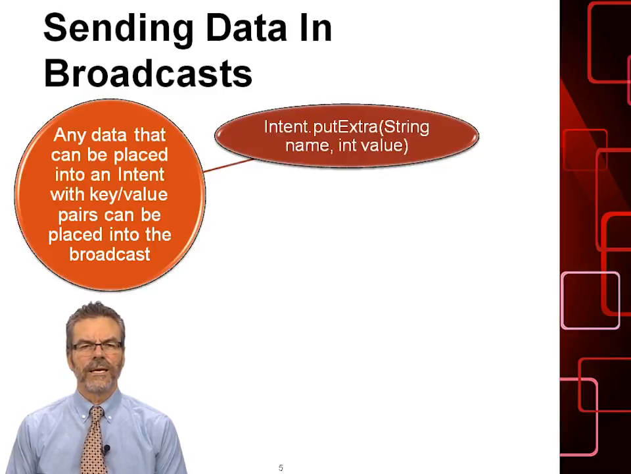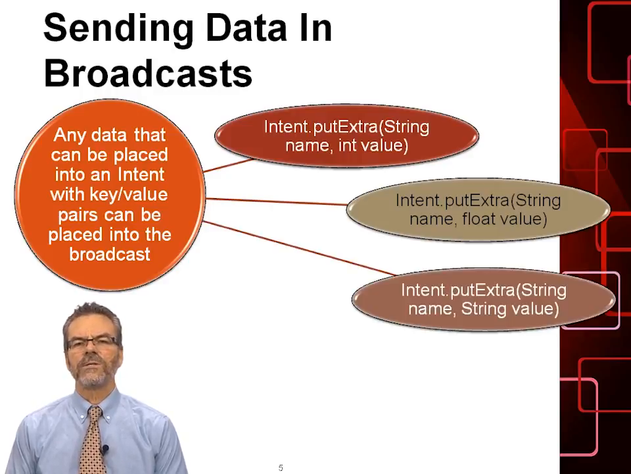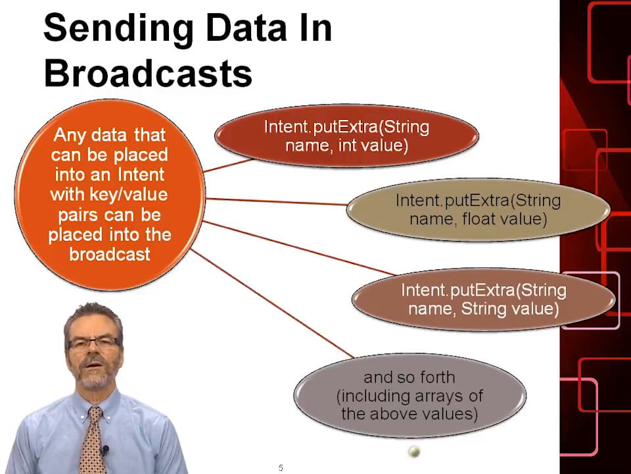Let's look at how we send data in broadcast. It turns out that any data that can be placed in the intent using these key value pairs can also be passed and sent into the broadcast. So what do we mean by that? Well, you create an intent, and in that intent, you can put extra information. So for example, like putExtra, give it a string and a value. So that would be the unique key and value pair that was passed into there. And in a similar manner, when you send this, you can use the intent to putExtra a floating point value, or you can use the intent to putExtra a string value, or we could do that several other times and put different data inside of that before we sent it as our broadcast.